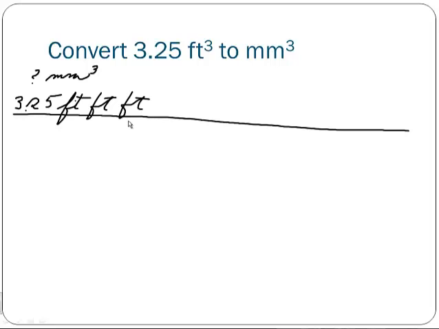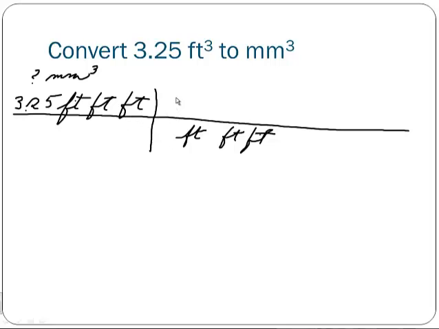So I know that there are 12 inches in a foot, and I know that for a fact. So what I'm going to do is convert to something that I know. I know inches to centimeters, and then I can go to millimeters. I don't know feet directly to millimeters. So I'm going to say 3.25 foot, and I want to cancel out foot for foot. So I'm going to say foot.